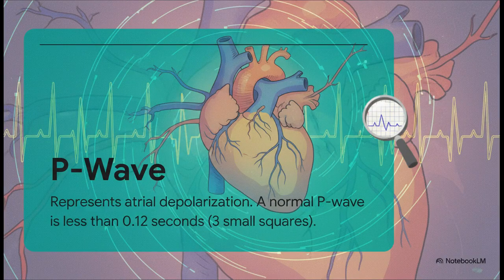It all starts with the P wave. See that first little bump? That's the electrical signal telling the atria, the heart's two top chambers, to contract. You can think of it as the quiet whisper that kicks the whole process off. A healthy P wave is super quick. It should be over in less than 0.12 seconds.